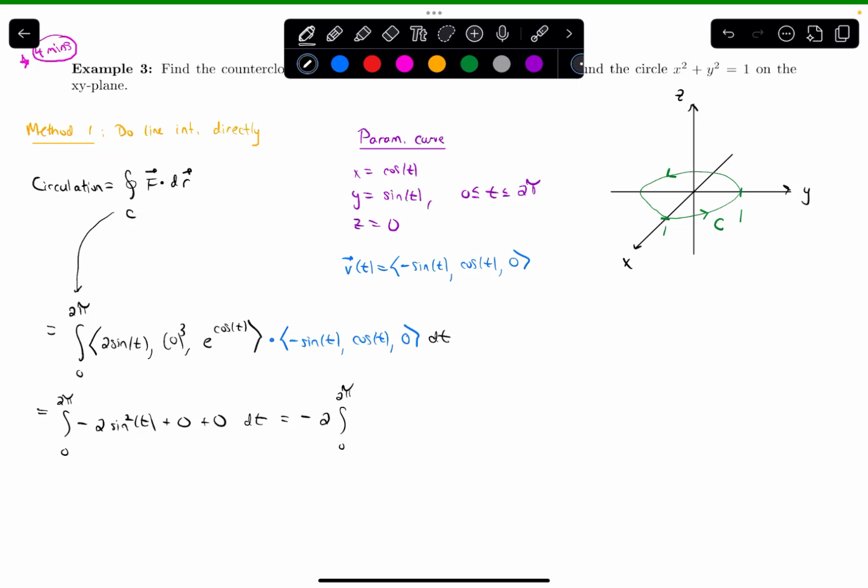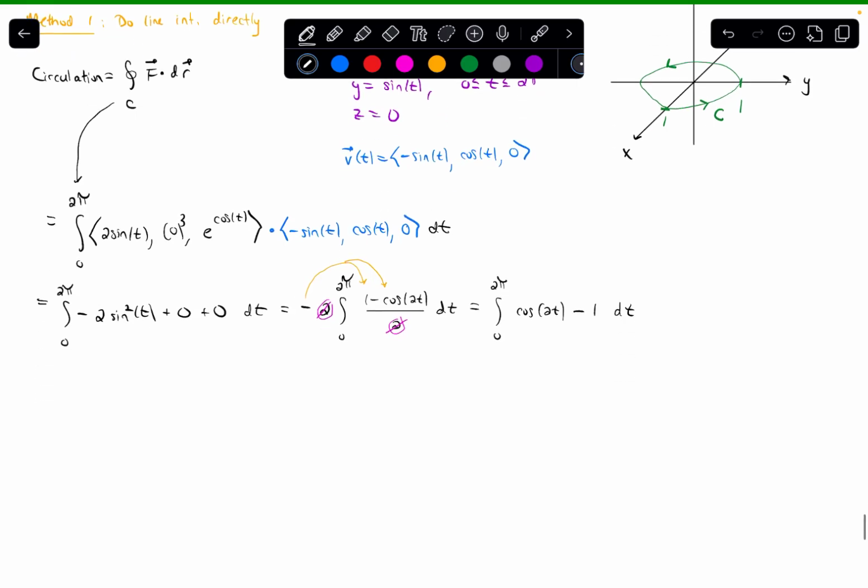And you might recall that to do the antiderivative of sine squared, we need a trig identity. Sine squared is (1 minus cosine of 2t) over 2. And then from there, this 2 and this 2 can cancel. And then that negative we have in front, we can distribute into the integral. That'll give me the integral from 0 to 2 pi of positive cosine of 2t and then -1 dt.